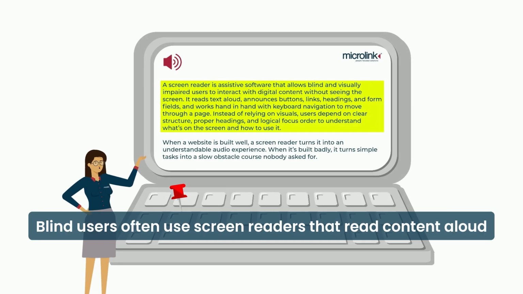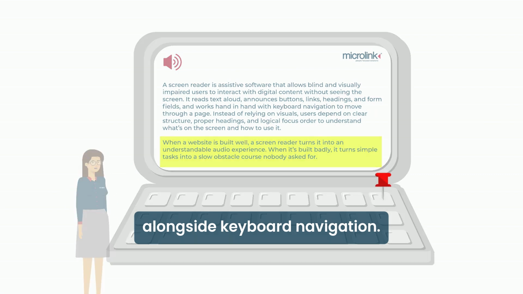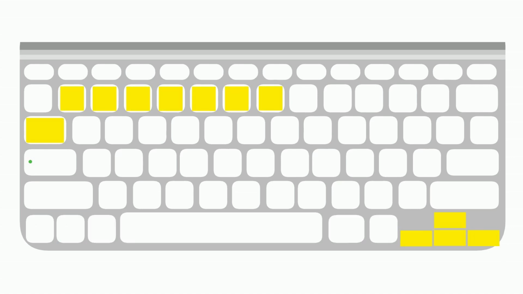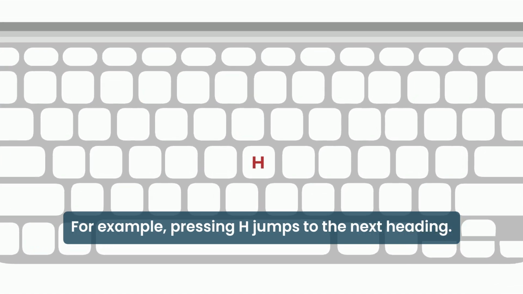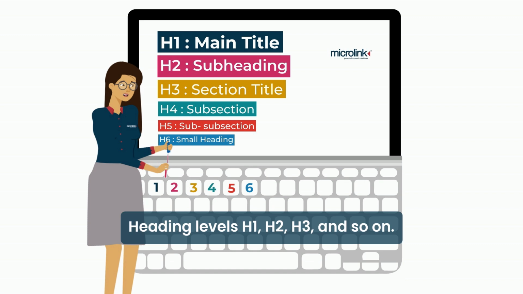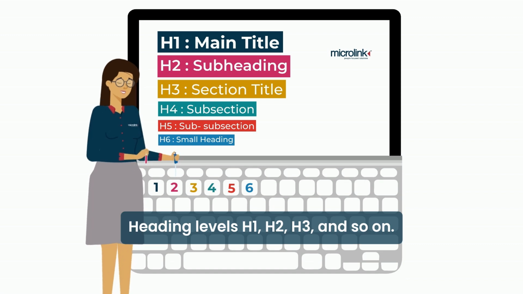Blind users often use screen readers that read content aloud, alongside keyboard navigation. Navigation involves keys like tab, arrows, and shortcuts. For example, pressing H jumps to the next heading. Numbers 1 to 6 help navigate heading levels, H1, H2, H3, and so on.